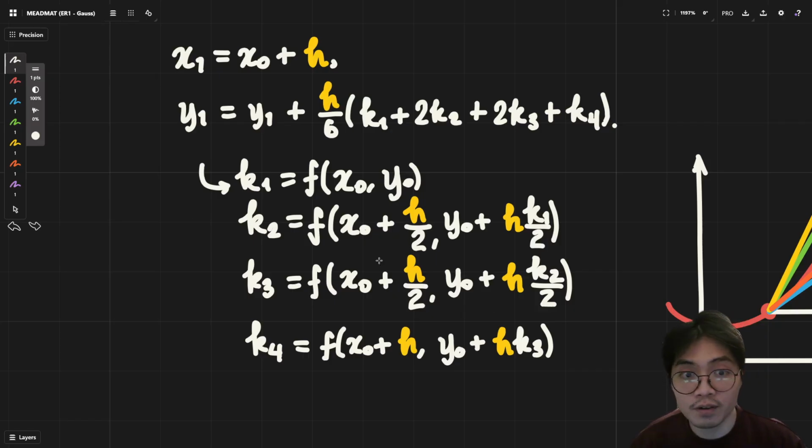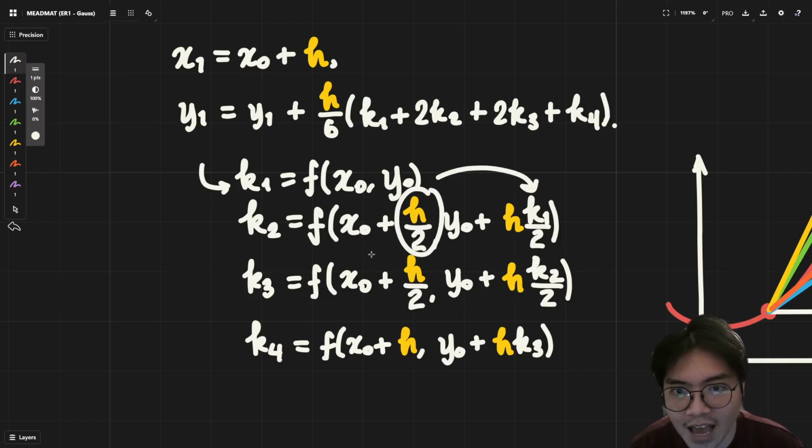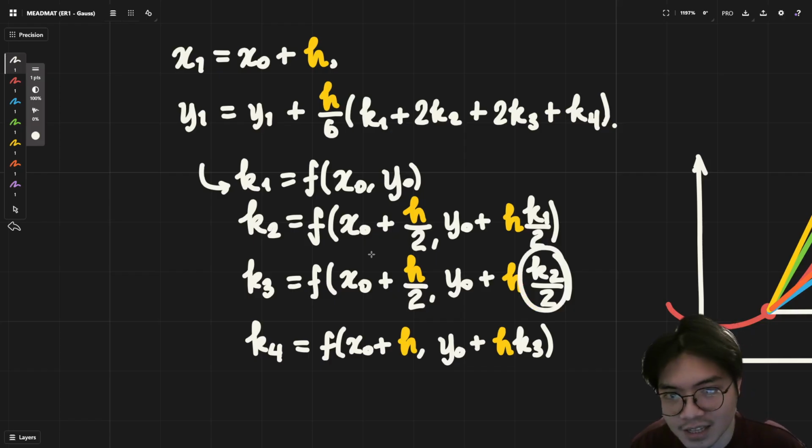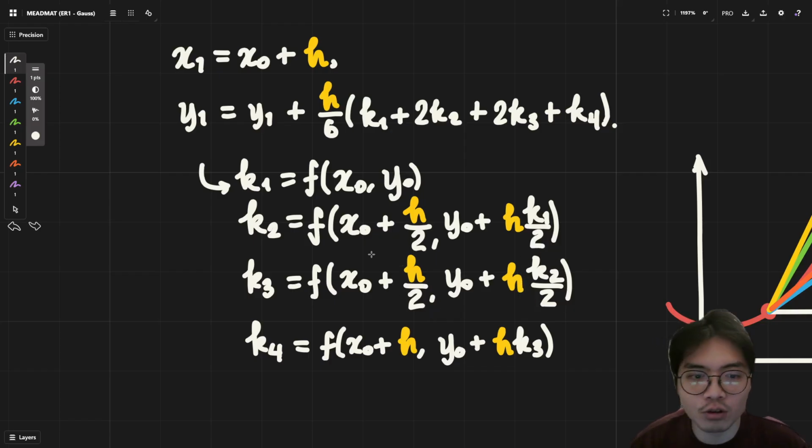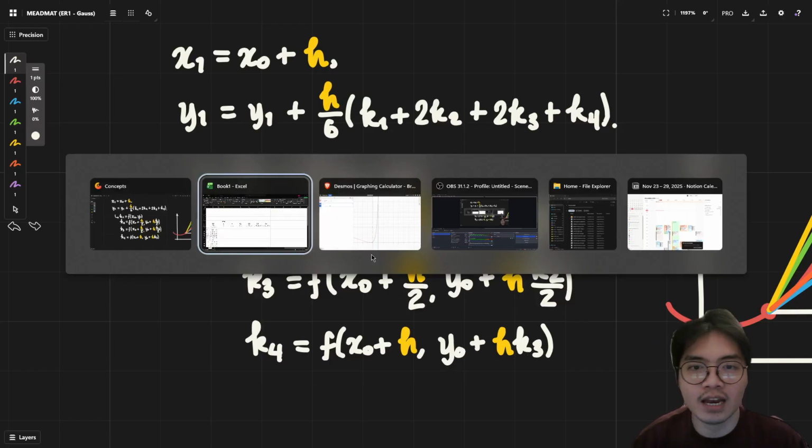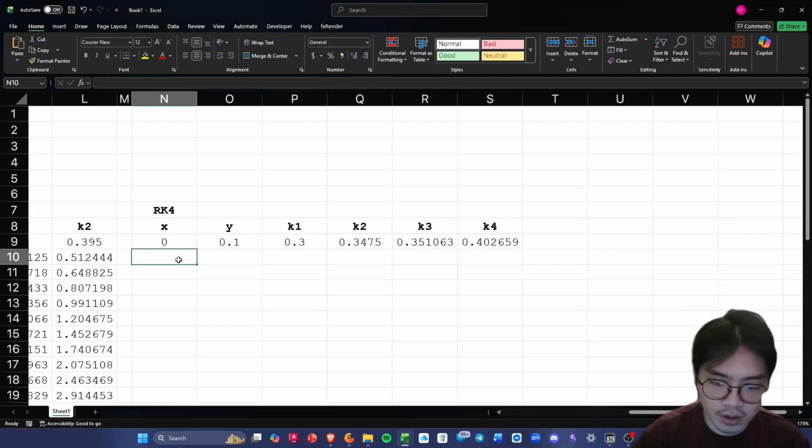Yep. We have followed everything here, right? First, we just took the original slope. Next, we took the original slope, but using the information of K1, we put it in here and we took a half step, right? And next, using the information in K2, we got the next iteration right here. And then we took a full step for K4, and now we will weigh all of them together.